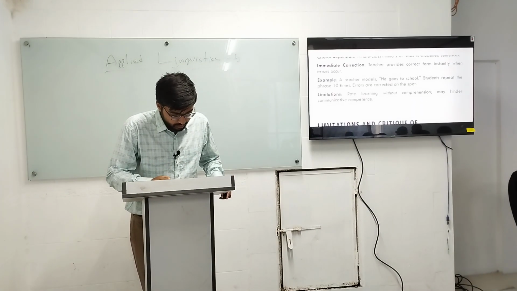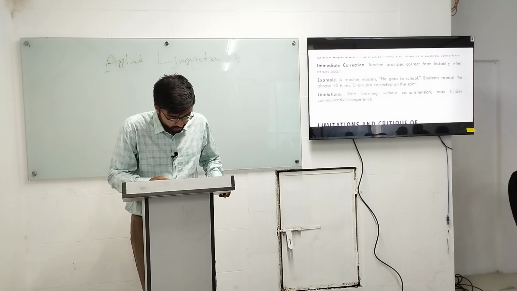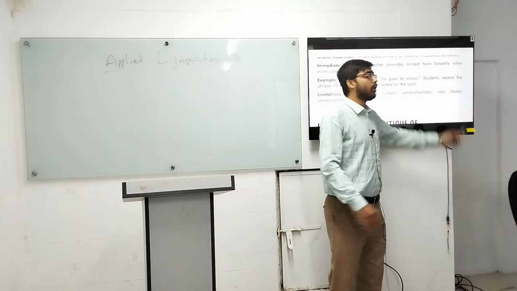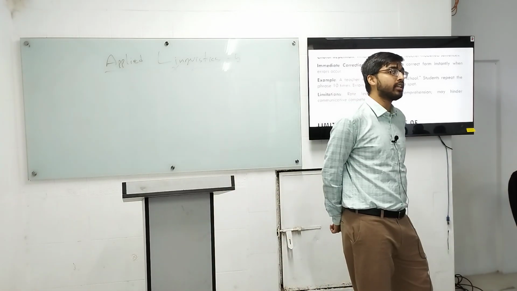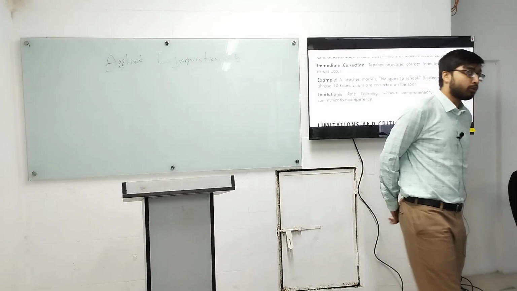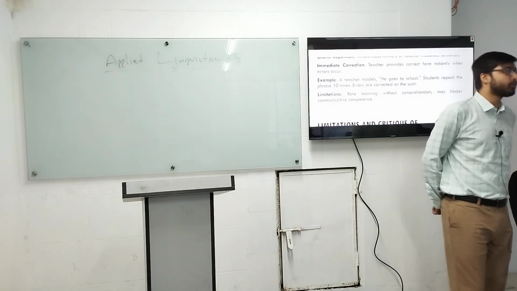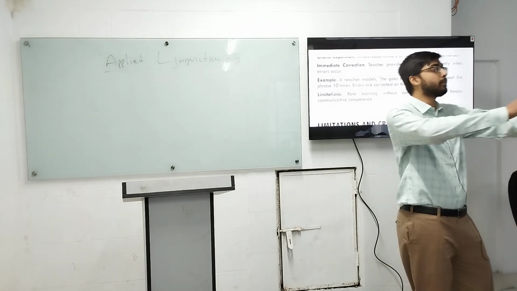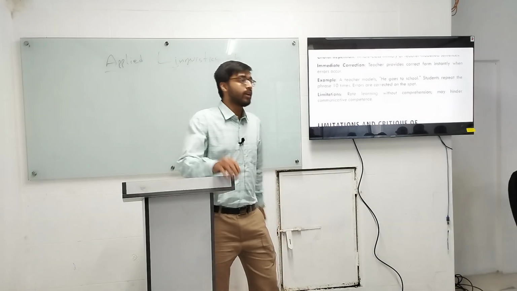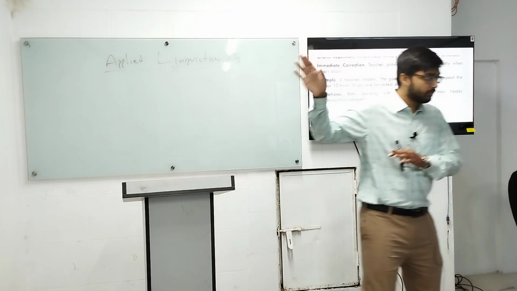Okay. A teacher models, he goes to school, students repeat the phrase 10 times, and errors are corrected on the spot. Hey, can you say, he goes to school? What error could students make here? He go to school. Many of them could say, he go to school. But then we'll say, he goes to school, he goes to school. Then we'll repeat it 10 times more, then our correction will be done, and the error should be gone.